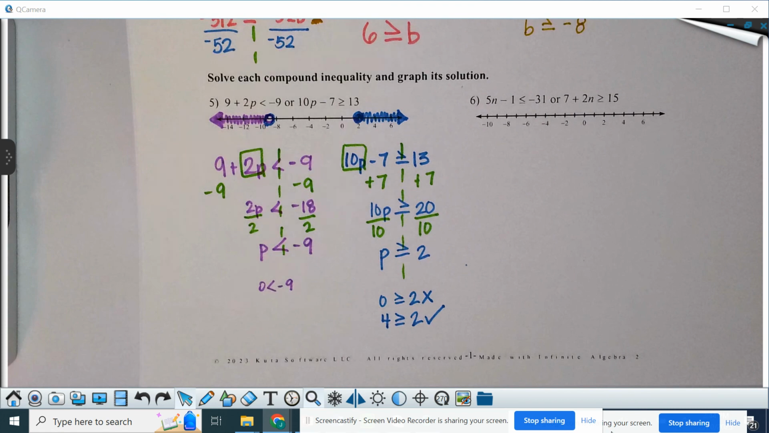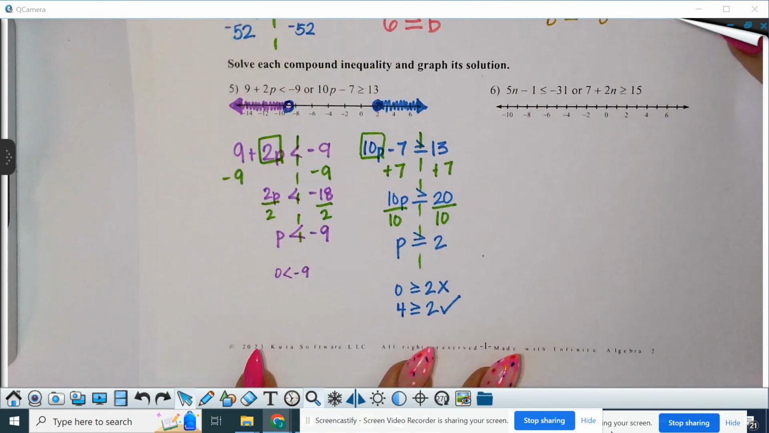Again, for the sake of time, I'm going to skip number 6 because it's the same thing, and you're going to have lots of practice tomorrow on this as well.